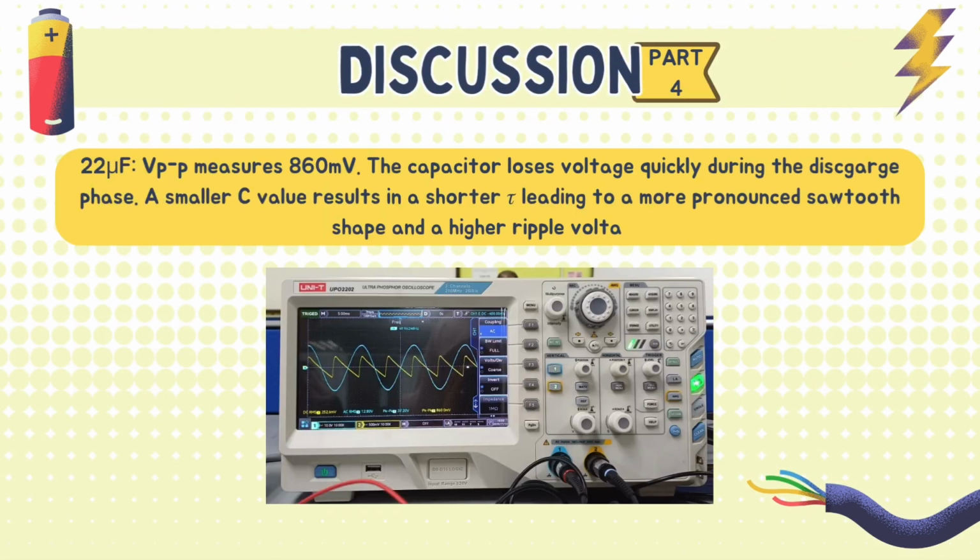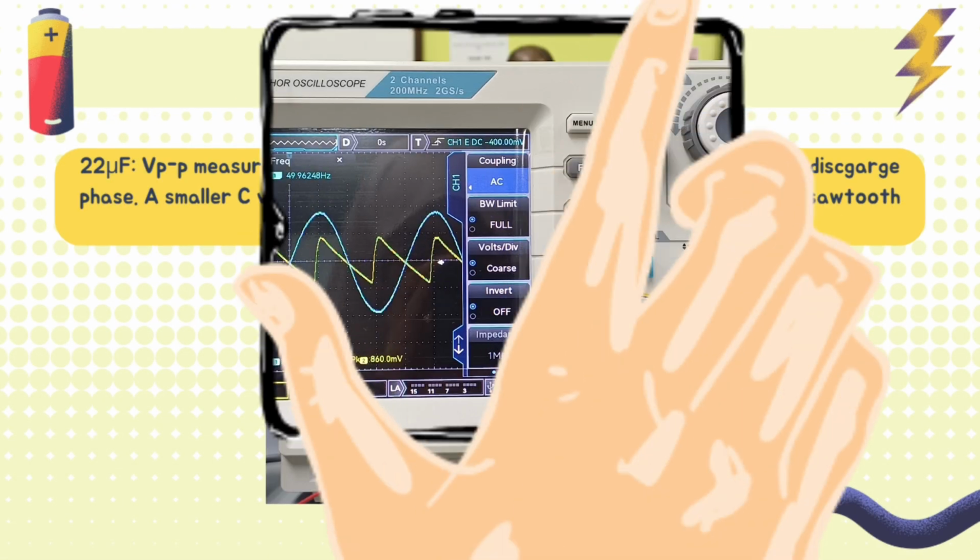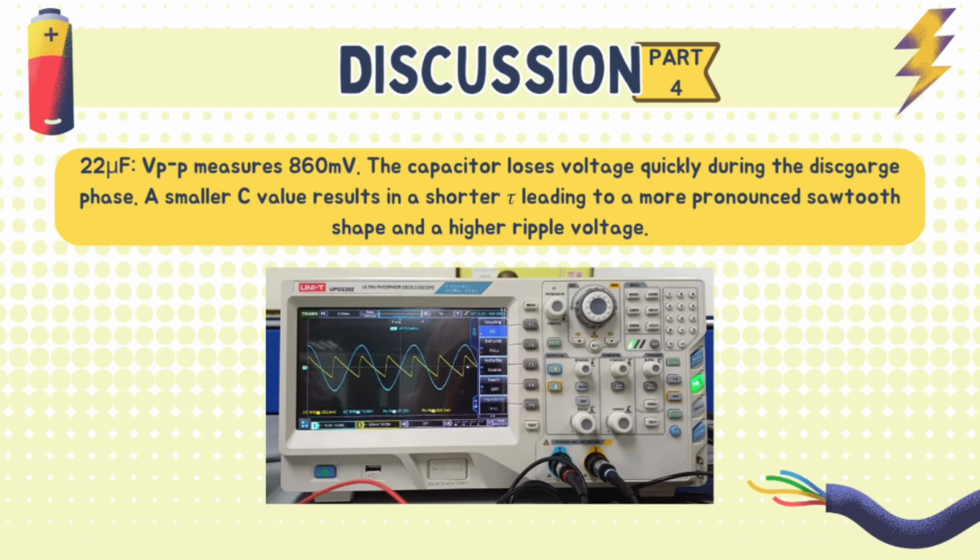First, 22 microfarad. We can observe that the peak-to-peak ripple voltage measures around 860 millivolts, showing that this is the largest ripple among the 3 tests, because a 22 microfarad capacitor is a relatively small storage tank. The capacitor loses voltage quickly during the discharge phase. A smaller capacitance value results in a shorter time constant tau, leading to a more pronounced sawtooth shape and higher ripple voltage, but already much smaller than the half-wave counterpart.